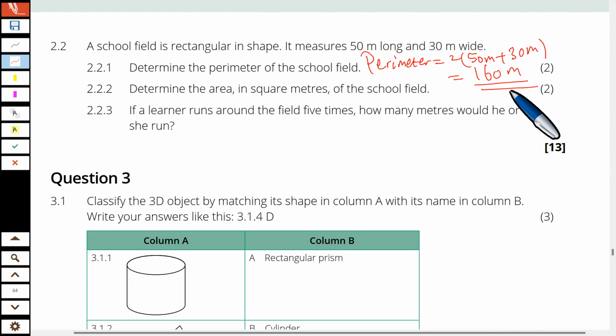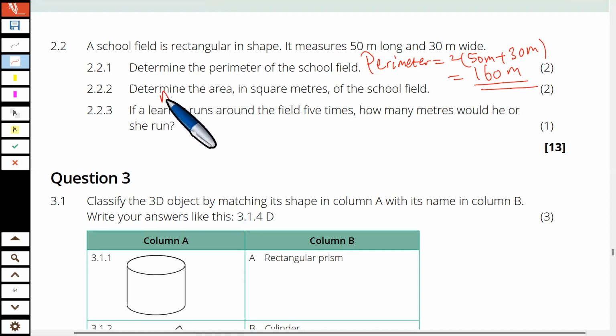Right, in 2.2, determine the area in square meters of the school field. Right, I'm giving you a minute to find the area and let me know what you think the area is. Is it 80 meters squared? Okay, that's fine.